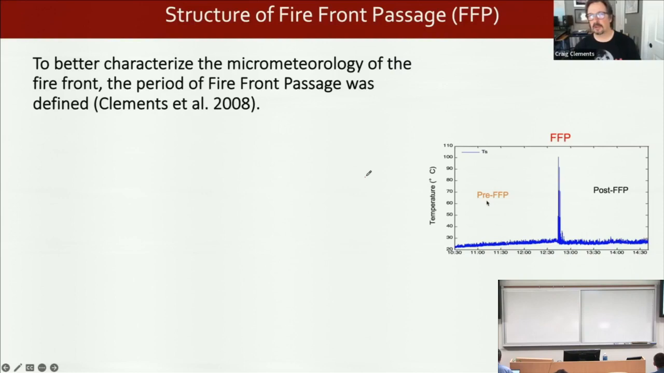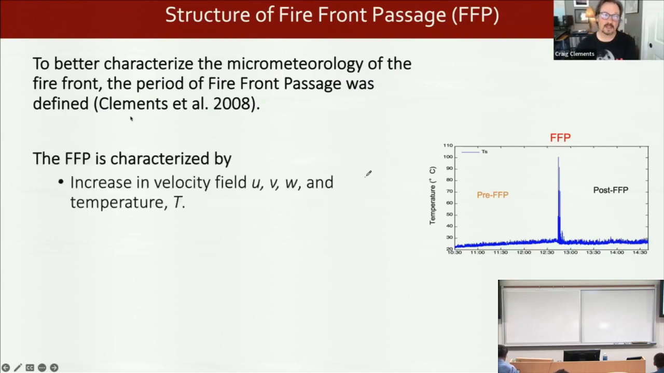We as meteorologists always talk about cold frontal passage, or FROPA, but this is fire front passage. And so we define a pre-fire front, a fire front passage, and then the post-fire front environment. It is characterized by an increase in the state variables, so this would be U, V, W, and T in this example here.